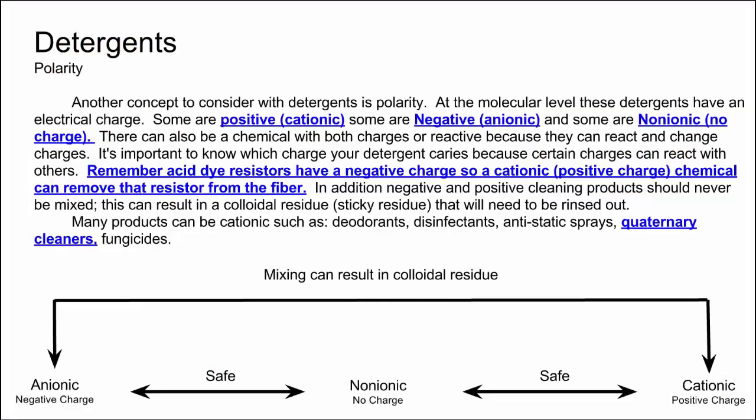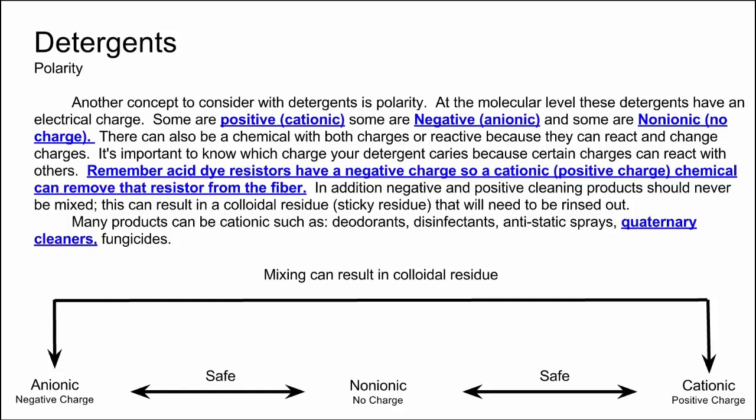Lastly, we're going to talk about polarity. Polarity is something that we need to know about. There can be some problems that you can run into if you aren't familiar with the cleaning products that you're using and the charge that they carry. All detergents carry some sort of electrical charge. So it's either going to be positive, that's called cationic. Some are going to be negative, that's an anionic. And then we're going to have a non-ionic, or no charge at all, or neutral. There are chemicals with both charges, and they're called reactive. Now they can react or change charges.